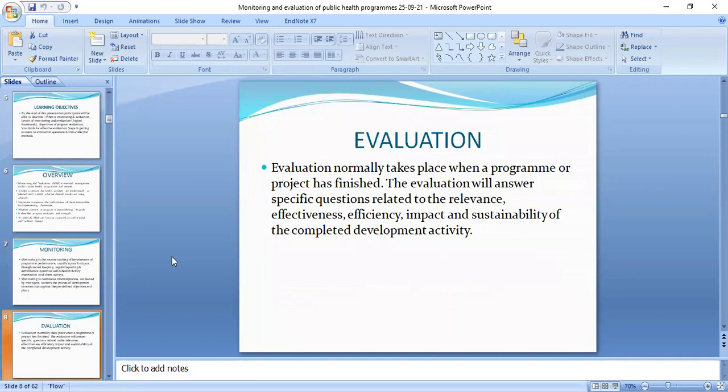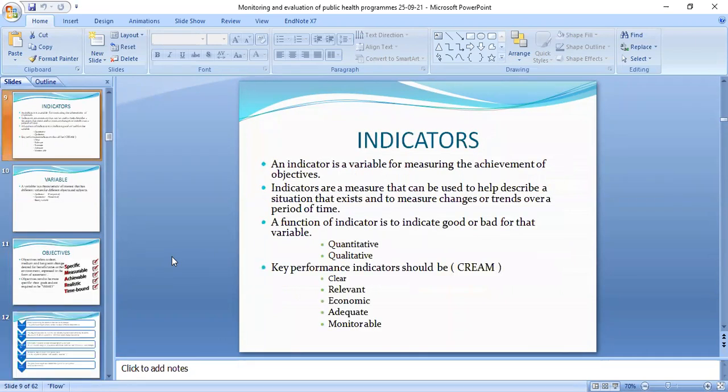Evaluation normally takes place when a program or project has finished. The evaluation will answer specific questions related to the relevance, effectiveness, efficiency, impact, and sustainability of the completed development activity. Now a brief overview of the indicators.